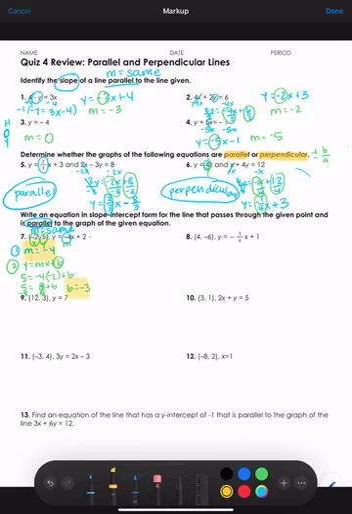My equation is step 3. y equals m, which is -4, x plus b, which is -3, so I'll just say -3. And that is my equation of the line for that one.